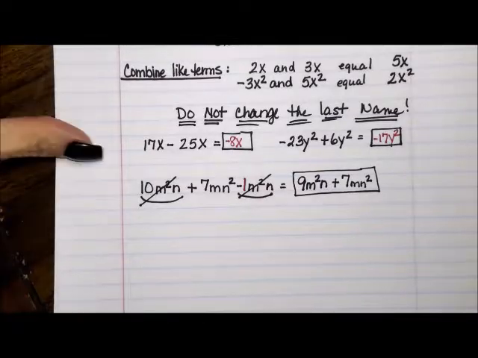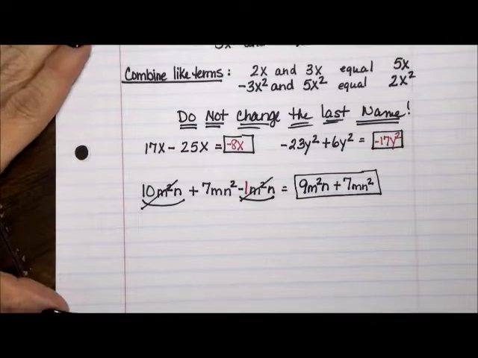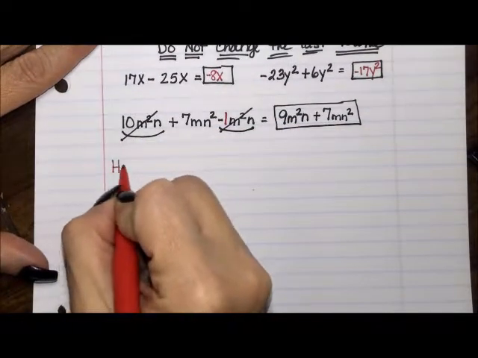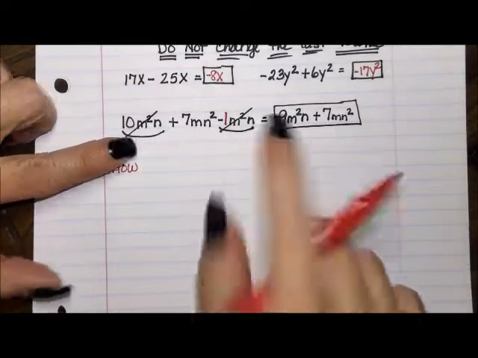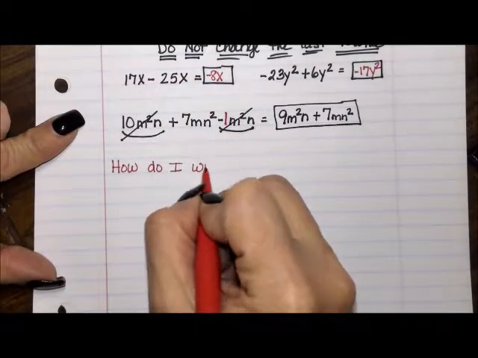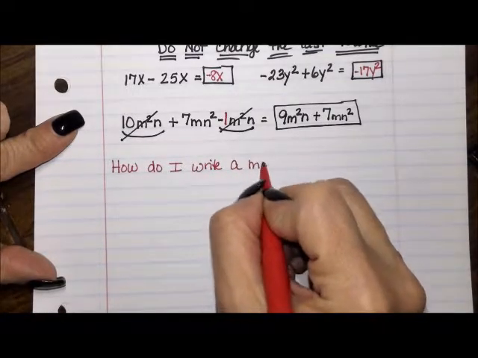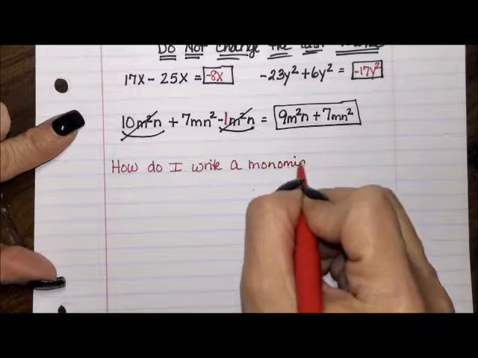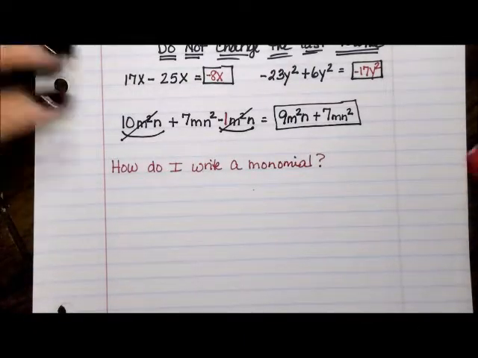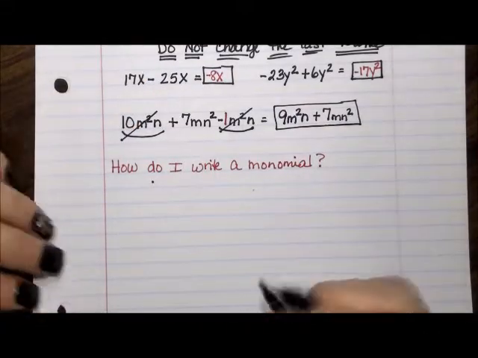Now, that's how we combine like terms, which a lot of what we do today is going to be combining like terms. But I want to ask one other question that tends to always come up when we're writing ones like this. And that is, how do I write a monomial? How do I write them? How do I know which way to write them? Well, the main thing we want to know is that they need to be written in alphabetical order.